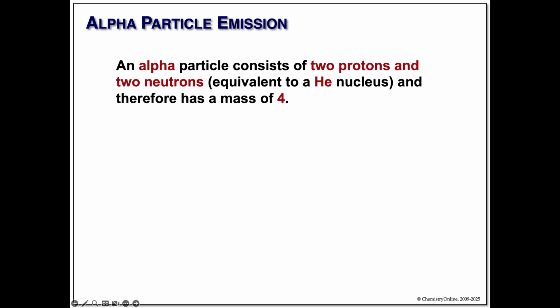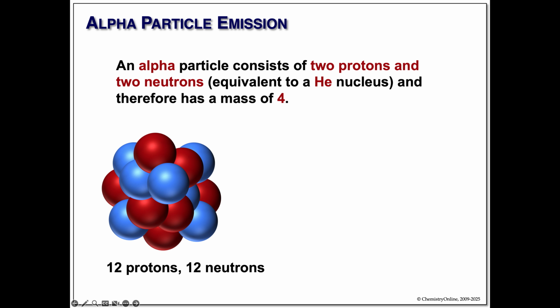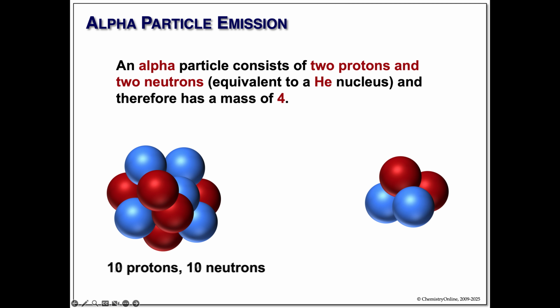Let's start with the alpha particle. Alpha particle, we said, was a helium nucleus, charge of 2, mass of 4. Basically, it comes about when a nucleus gets upset with itself. The blues here are neutrons, red are protons. We are going to lose 2 protons and 2 neutrons from this nucleus. That's our alpha particle.